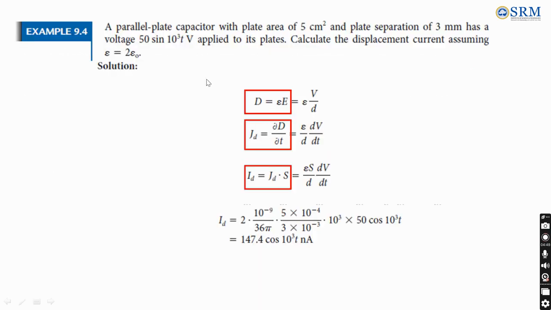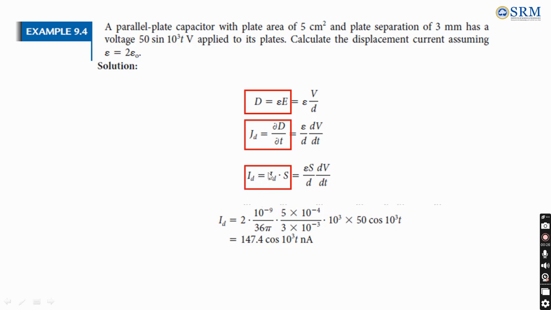Now let us solve one problem based on this. A parallel plate capacitor is given whose plate area is 5 cm squared and the plate separation is 3 mm. An AC voltage of 50 sine 10 cube t volts is applied to the capacitor, and we are asked to find the displacement current, assuming the permittivity is twice the free space permittivity. We are asked to find ID.